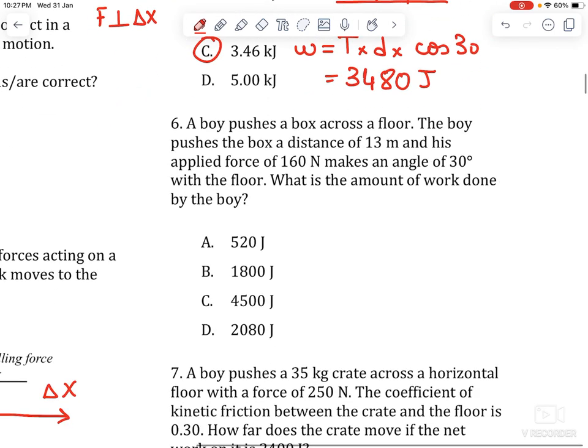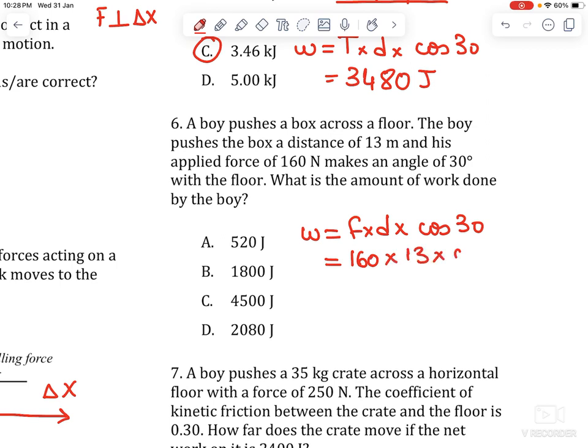Question number 6. A boy pushes a box across the floor a distance of 13. His applied force of 160 newtons makes an angle of 30 degrees with the floor. What's the amount of work done? The same thing: the work is equal to force times distance times cosine of 30. So the answer is 160 times 13 times cosine of 30, which is about 1800.